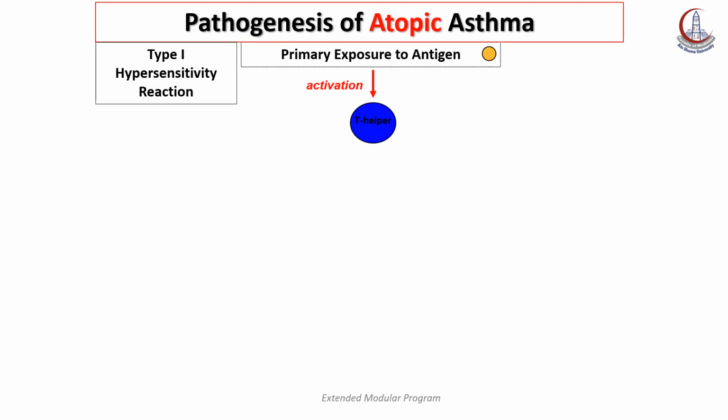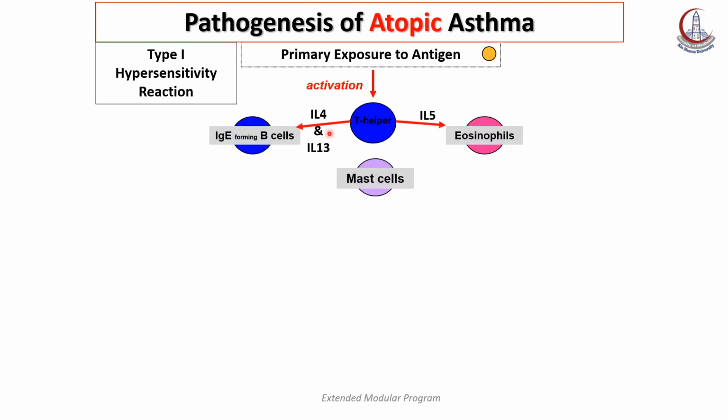The pathogenesis of atopic asthma, which is a type 1 hypersensitivity reaction. The first step is the primary exposure to antigen. This antigen activates the T helper lymphocytes, which secrete different interleukins. After that, the interleukins stimulate the B lymphocytes to form immunoglobulin E, and also activate the mast cells and eosinophils to increase their number. The immunoglobulin E goes to the outer surface of mast cells and eosinophils.